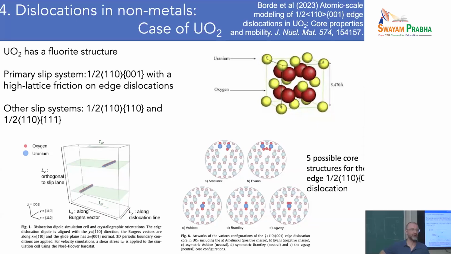Yes, definitely. The core structure is even more sensitive to chemistry than in the metals. And the stability of these different cores really depends on the type of potential that you use. So HCP is a nightmare among metals, but there's an even worse nightmare when you look at non-metallics.